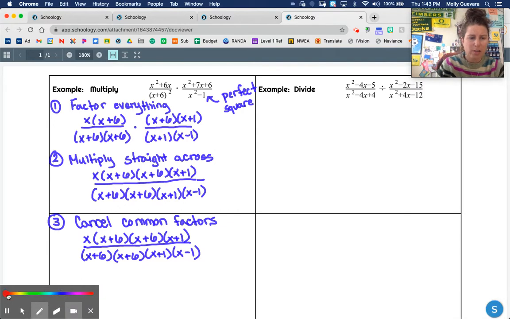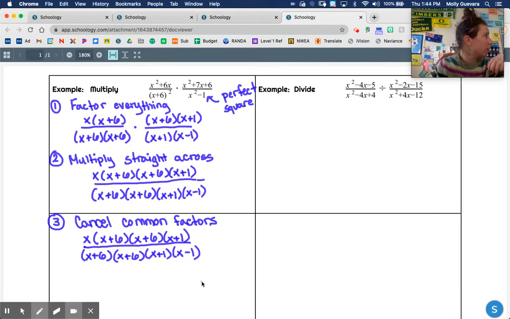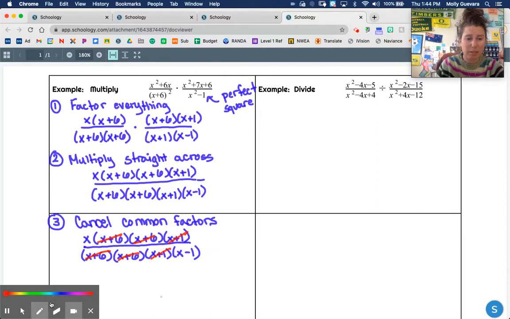Okay, so I've rewritten it from step 2. Now I'm going to find anything that's common on both the top and the bottom. Okay, so I have an x plus 6 on the top and on the bottom, so those can cancel. Same thing with these x plus 6s, same thing with these x plus 1s. So what is left is I have an x on top. If you have nothing left on the top, it's always a 1. So just make sure that you always remember that. And then on the bottom, I have an x minus 1.